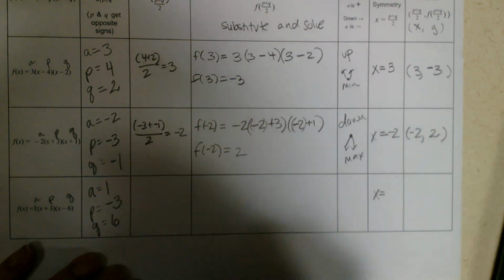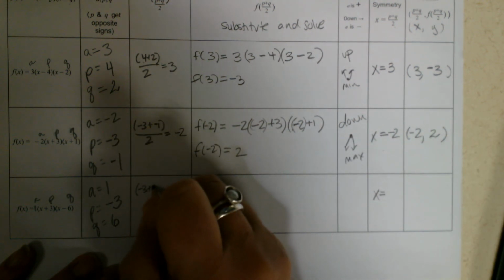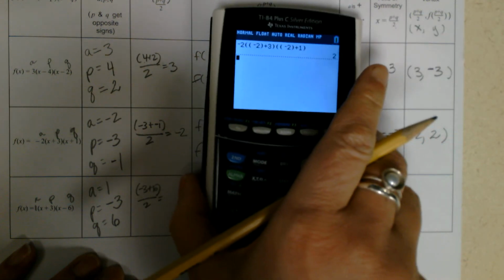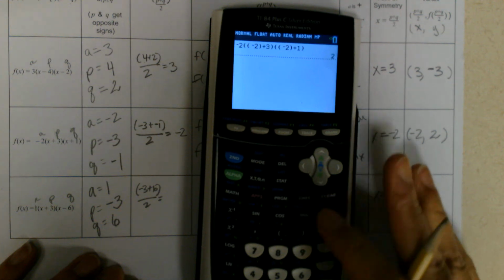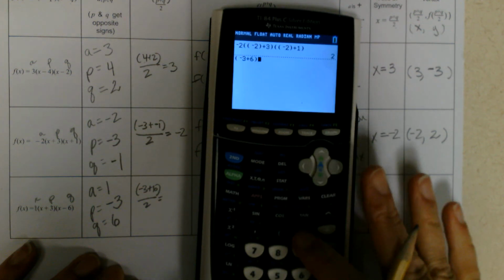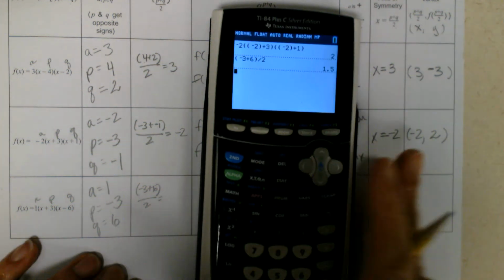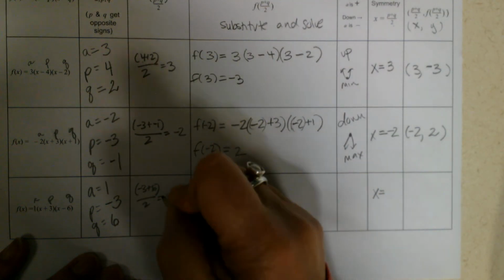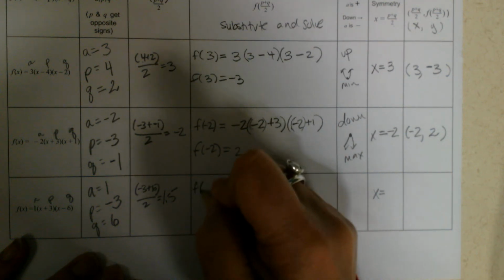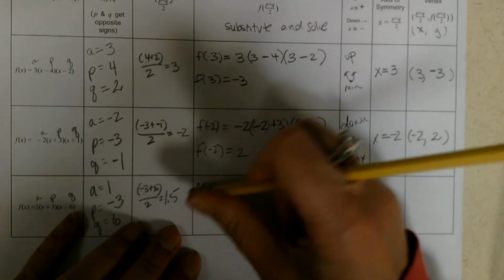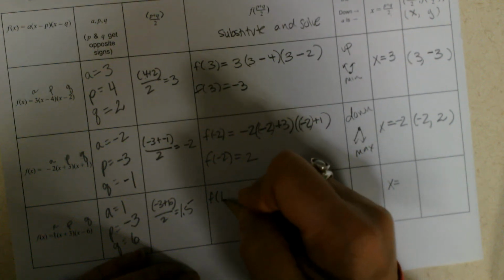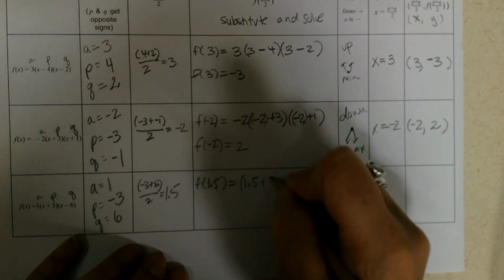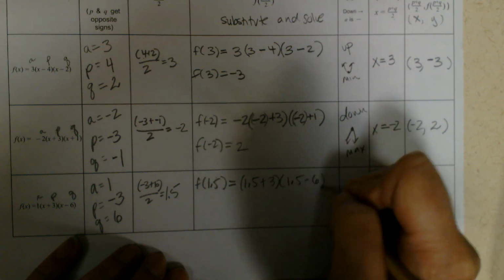Let's find our axis of symmetry. We have to add P and Q together and divide by 2, so negative 3 plus 6, remembering those parentheses, divided by 2, we get 1.5. I'm always ending with decimals on my last number. That's always fun. All right, let's substitute it in. It's going to be f of 1.5 equals 1.5 plus 3 and 1.5 minus 6.